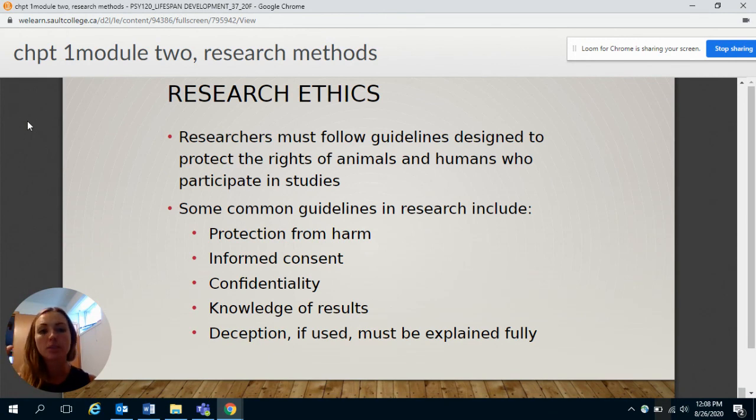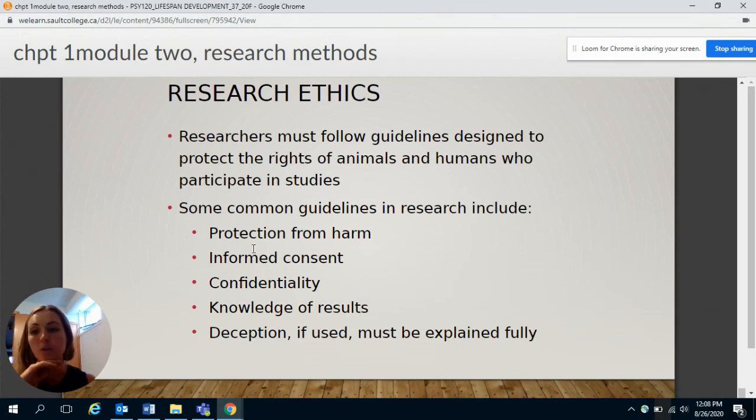Confidentiality, so all the results must remain confidential, and knowledge of the results, you have to let the person know the outcome of the study. So those would be the different research ethics that developmental psychologists would use when they are studying human development. So that's it for chapter 1, module 2.